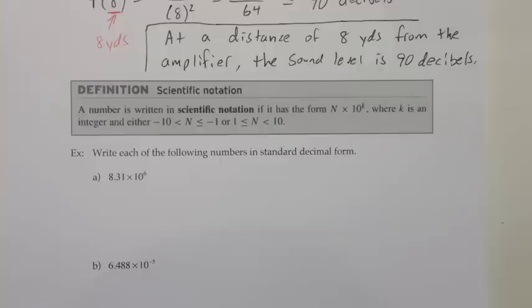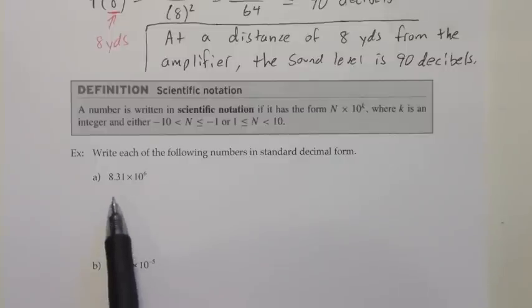Alright, continuing on, I want to go ahead and show you another application of negative exponents, and that is that it comes up in something called scientific notation. So let's look at that definition. A number is written in scientific notation if it has the form n times 10 to the k, where k is an integer, and either n is in between -10 and -1, or n is in between 1 and 10.